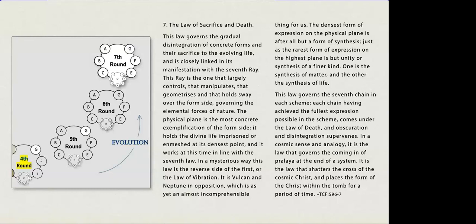This law governs the seventh chain in each scheme. Each chain, having achieved the fullest expression possible in the scheme, comes under the law of death, and obstruction and disintegration supervenes. In a cosmic sense and analogy, it is the law that governs the coming in of pralaya at the end of a system. It is the law that shatters the cross of the cosmic Christ and places the form of the Christ within the tomb for a period of time.